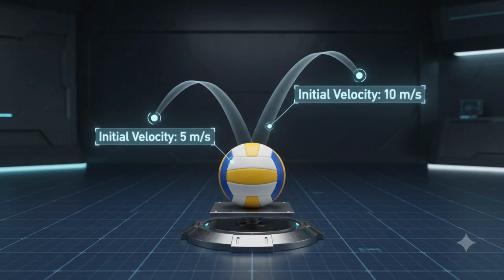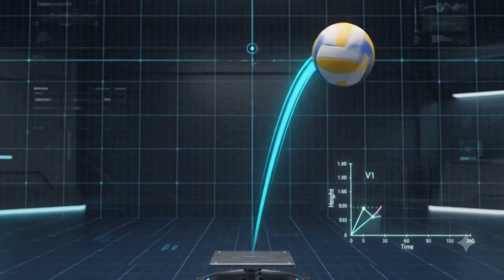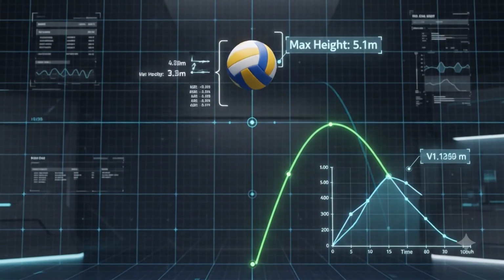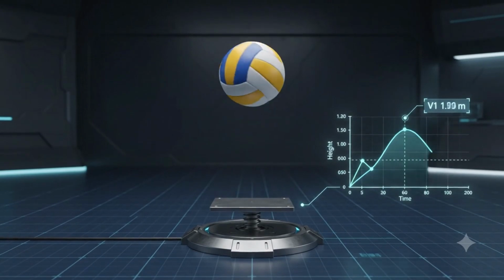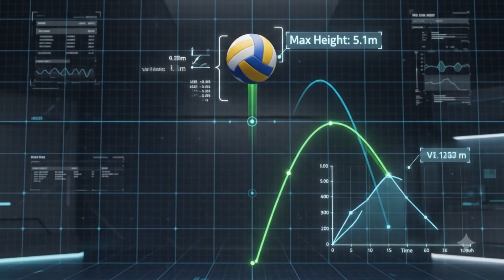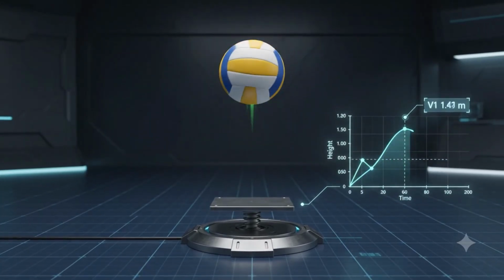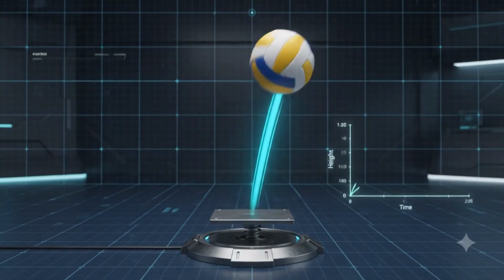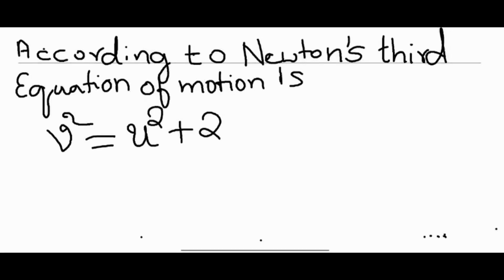We have seen that when a ball is thrown upwards, its velocity decreases because of the gravitation of the earth. The velocity becomes zero after reaching a certain height, and after that the ball starts falling down. Its maximum height depends on its initial velocity. According to Newton's third equation of motion, v square is equal to u square plus 2as.